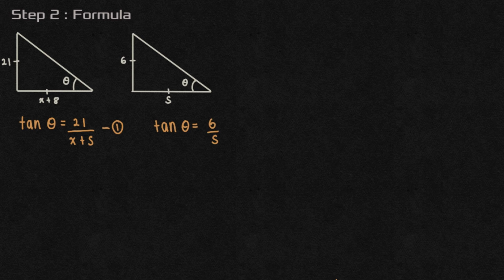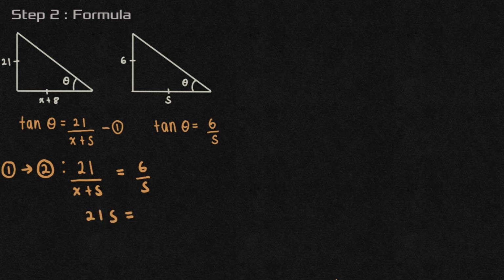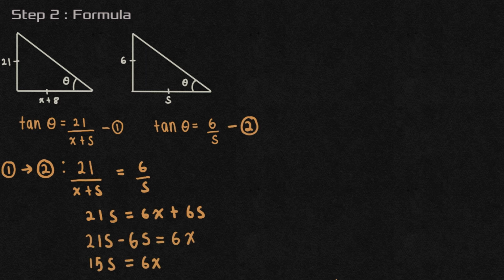We are going to use the simultaneous method and put 1 in 2, and we will get 21 over x plus s equals 6 over s. We cross multiply and get 21s equals 6x plus 6s. Bring 6s to the left side, and 15s is equal to 6x.